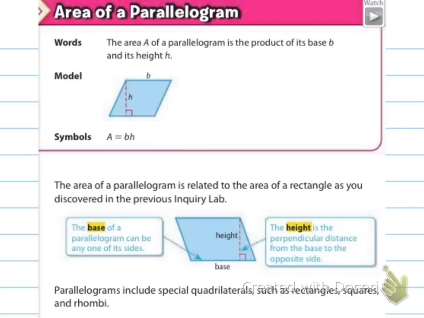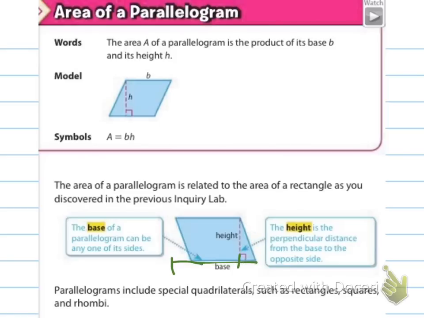Alright, so it says the area of parallelogram is related to the area of a rectangle, as you discovered in the previous inquiry lab, that if you took this little triangle here and you moved it over here, you would have this rectangle. Okay, so of course we're going to use the same formula, base times height, where we've got the base, which is exactly the same. If I were to move this over to here, this distance would be the same. So it's the base times the actual height, not the slant height, but the actual height.